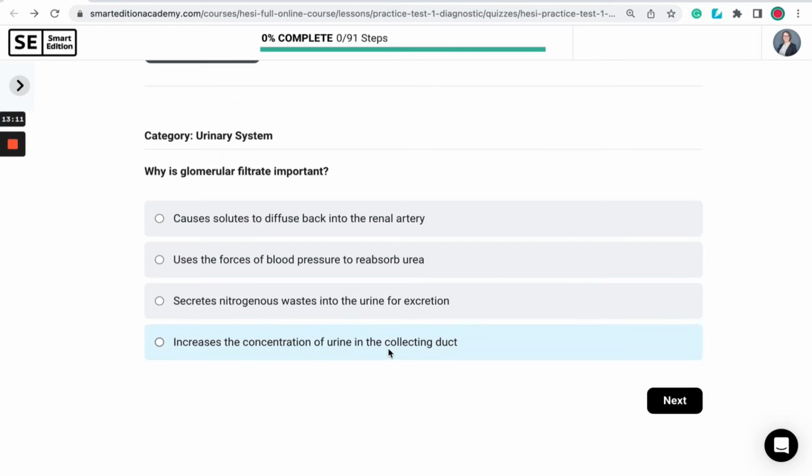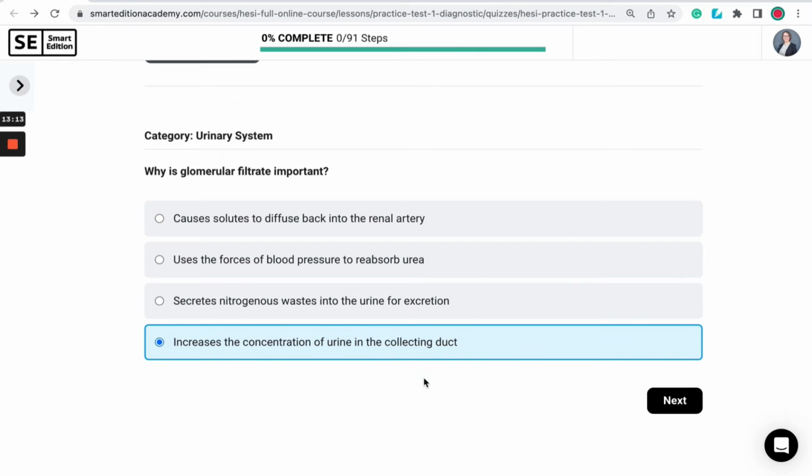So the correct answer here is that it increases the concentration of urine in the collecting duct. So during glomerular filtration, blood enters the kidneys through the renal artery. This artery branches off into capillaries, allowing blood to flow into the glomerulus of the nephron. Blood pressure forces water and solutes, which are smaller than proteins, to diffuse from blood across the capillary walls and through the pores of the Bowman's capsule into the tubule.